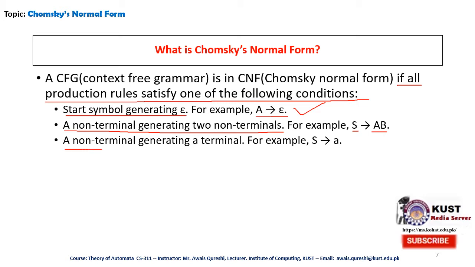And the third condition is a non-terminal generating a terminal. For example, S is a non-terminal generating a terminal, which is A. So these are the conditions with the help of which we can convert any CFG into CNF. Remember that the first condition is that the start symbol is generating epsilon. Epsilon means null string. And the second point is a non-terminal. Here you can see that S is a non-terminal because it appears on the left hand side, but it is generating two non-terminals, which are A and B. And the third condition is a non-terminal generating a terminal. Here S is a non-terminal and A is a terminal.